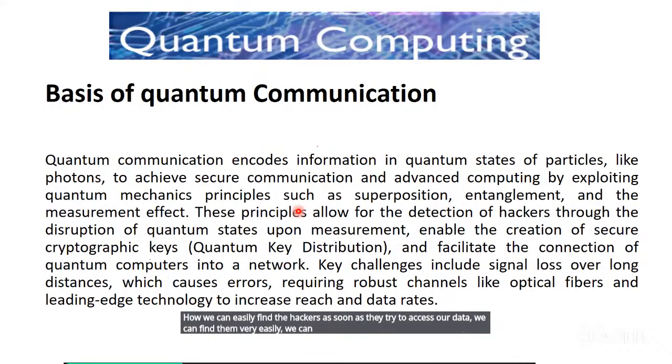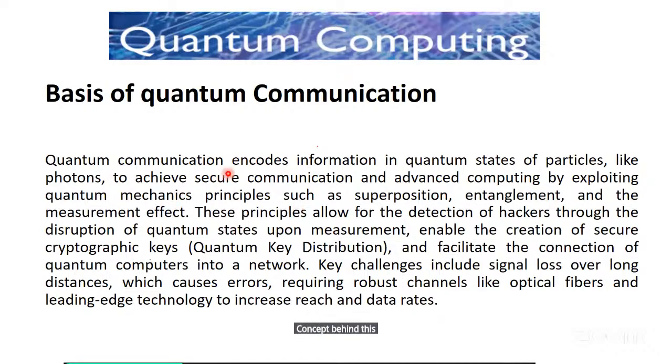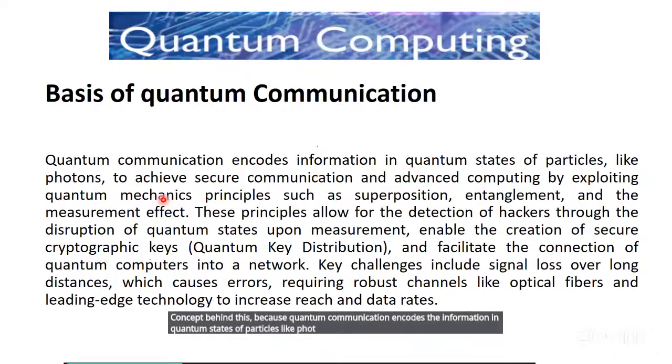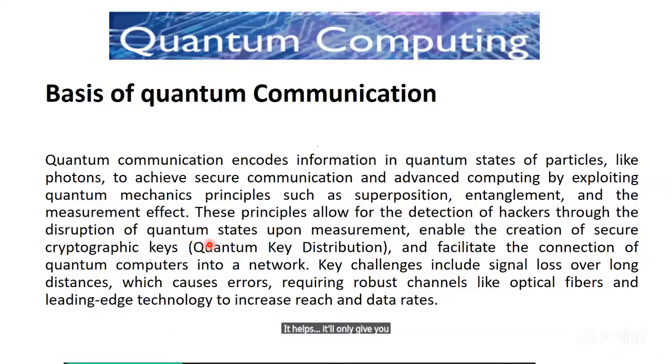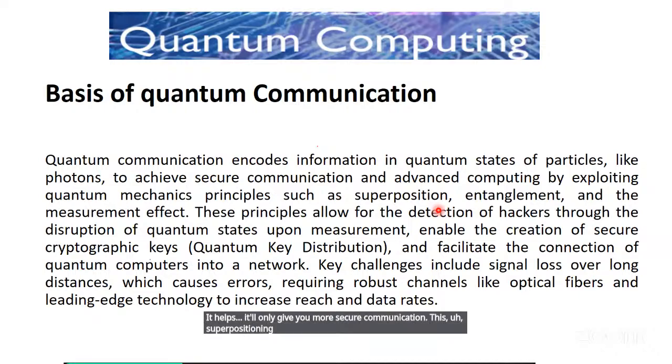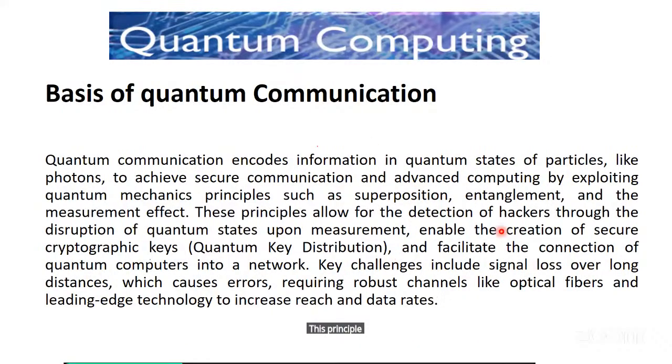We can find what is the concept behind this, because quantum communication encodes the information in quantum states of particles like photons. Okay. To achieve secure communication and advanced computing, by exploiting quantum mechanics principles such as superposition, entanglement, and measurement effect. These concepts are there, no? Superposition, entanglement, measurement effect. They are going to give you more secure communication. This principle is allowing you to detect the hackers.